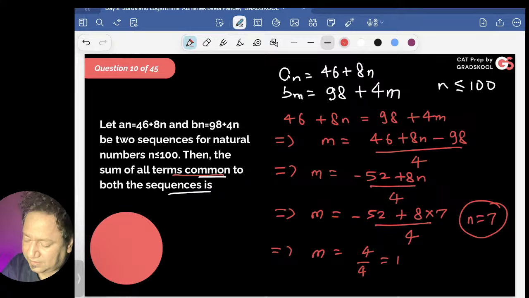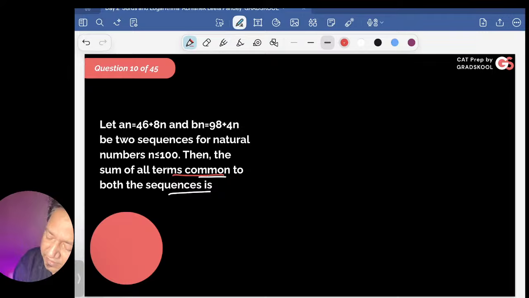You put anything, either put M as 1 over here or N as 7 over here, you get the same value as 102. Is that right, everyone? You get 102? Okay. So first common term between these series is 102. That is the first common term. What can be the other common terms? That is what we need to find out.